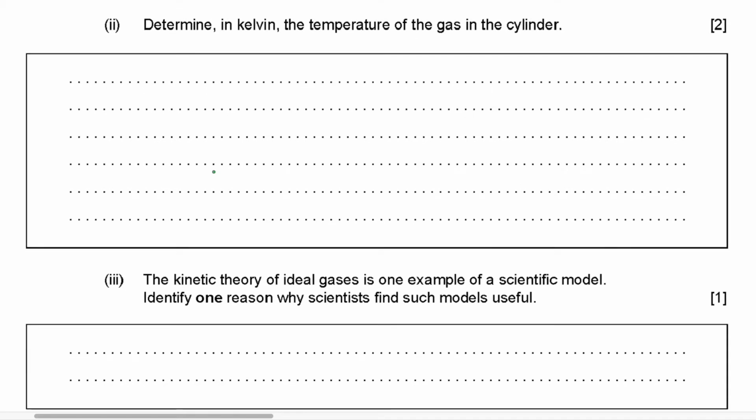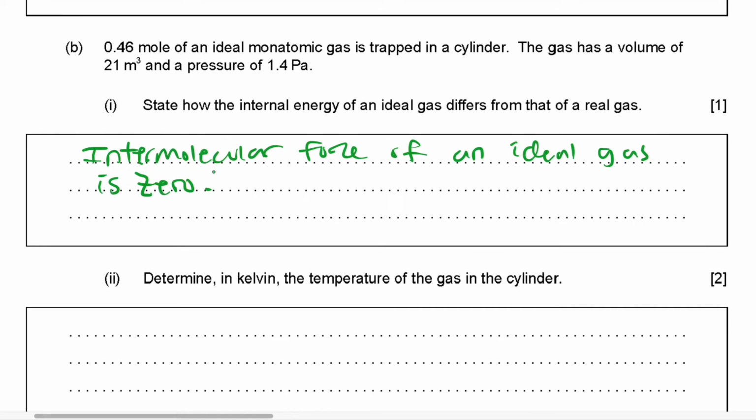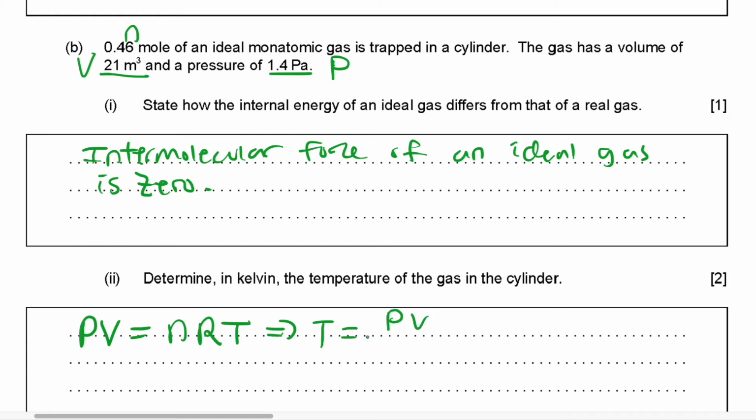Determine in Kelvin the temperature of the gas in the cylinder. So let's go back to here. We know that it has a volume of 21 cubic meter, and we also know the pressure. We know the number of moles, so we can use the ideal gas equation. Pressure multiplied by volume is equal to number of moles multiplied by R constant multiplied by temperature. So temperature is equal to pressure multiplied by volume divided by N multiplied by R.